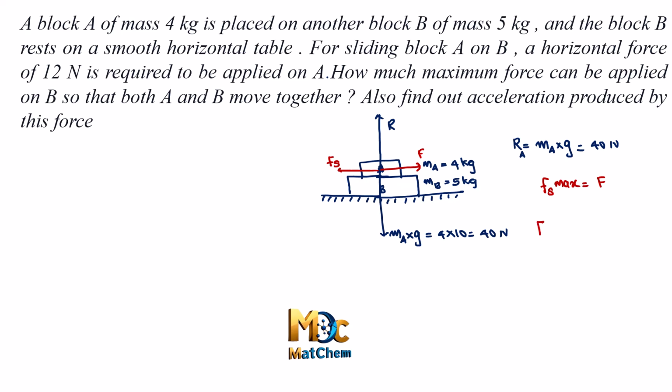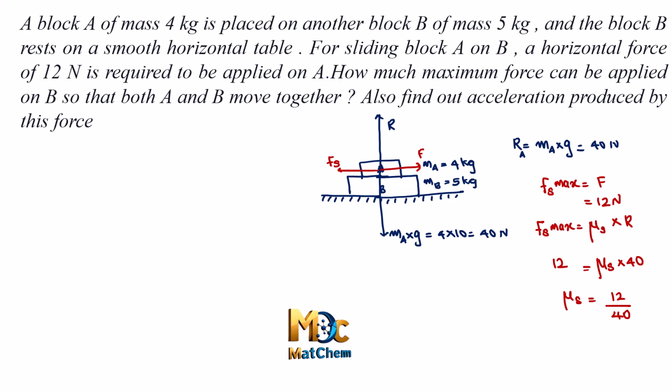We know that Fs max is equal to mu s, the coefficient of static friction, into the normal reaction, let it be R. What is the value of normal reaction? That is equal to 40. Fs max is equal to F. What is the value of applied force? That is equal to 12 Newton. That is, 12 is equal to mu s into normal reaction, that is 40. Therefore, mu s is equal to 12 upon 40.